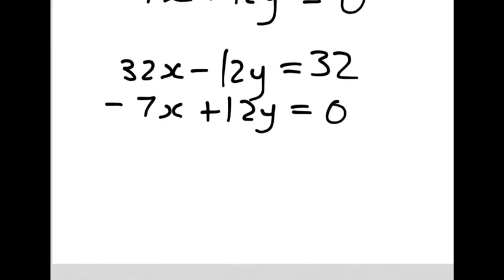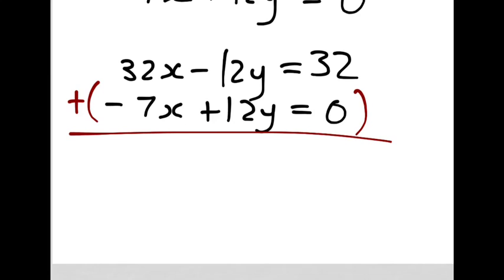Do I add or subtract? Add. One person says add. Add, right? If they're the same, you subtract. If they're different, you add. Okay, so what does that give us? Well, 32 plus negative 7, that's just 32 minus 7, so that's 25. Negative 12 plus positive 12 is just 0. Hooray, I've successfully eliminated y. And then 32 plus nothing is 32.